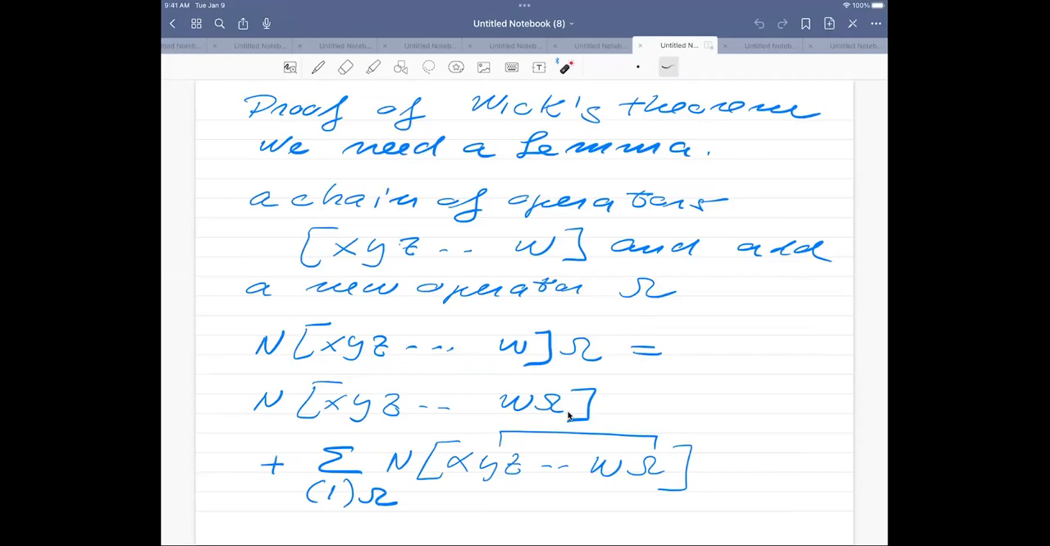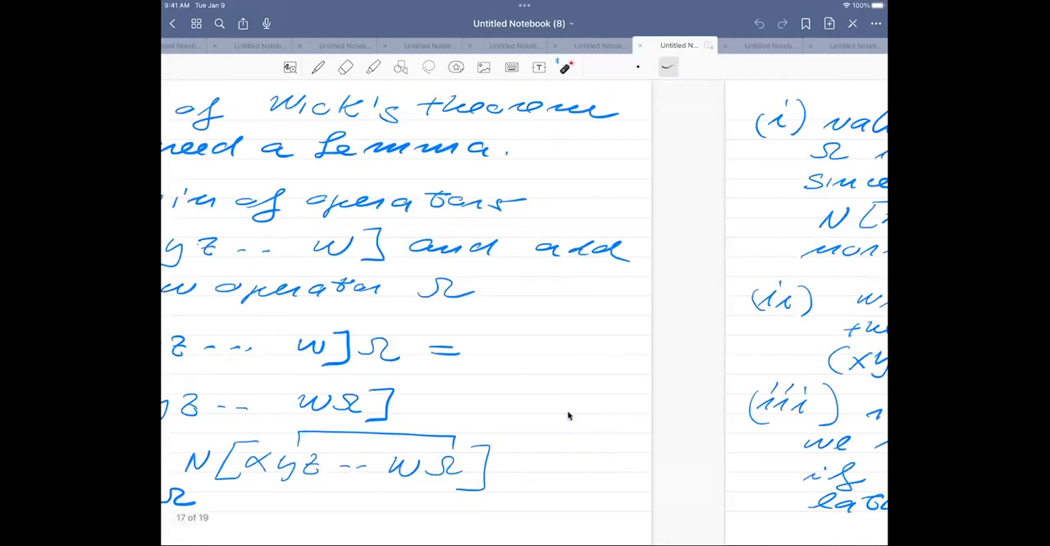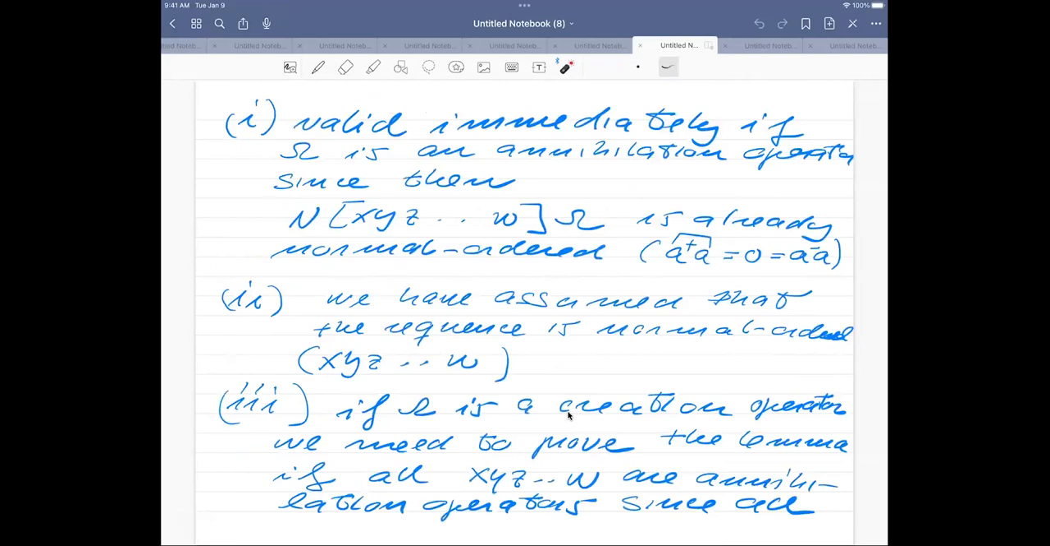And we have shown it by practical calculations with examples for 2, 3, and 4 operators. That's what we did last time. So that means that if we now assume that 4 is equal to n, then if we can prove that it applies for n equal 5, or n+1, then this should apply for all possible numbers of operators. So this is basically where we ended last time. And what we said is that this lemma is valid immediately if omega is an annihilation operator, since then the one we add is already normal order. So that just follows immediately.